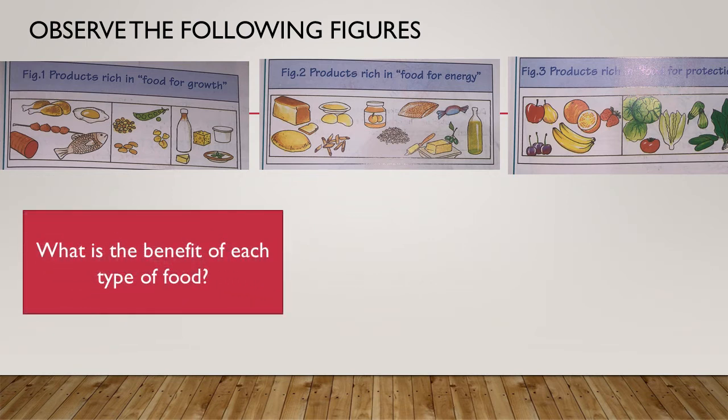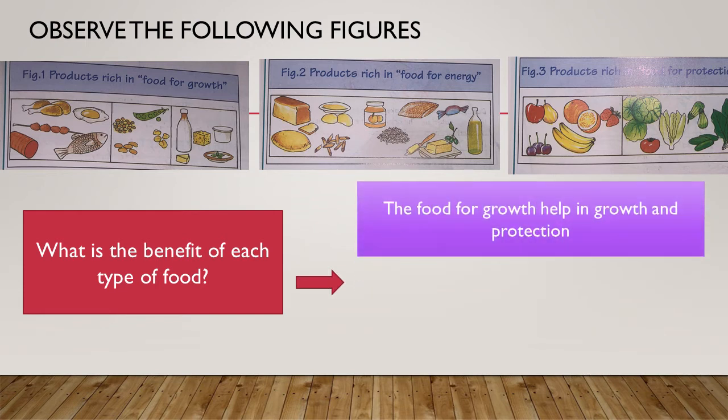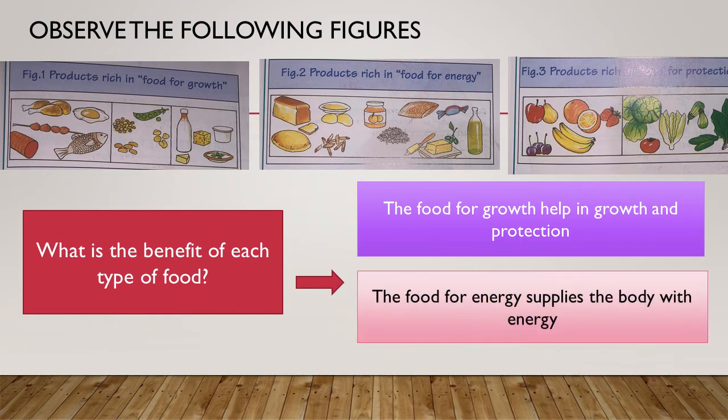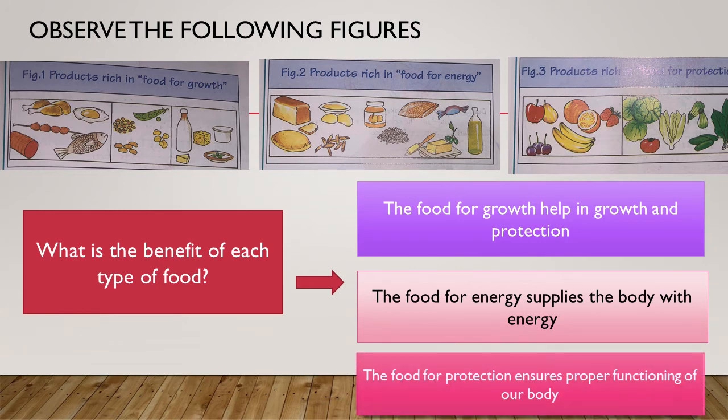Now, what is the benefit of each type of food? So we learned that we have three types of food, which are the food for growth, food for energy, and food for protection. But what is the benefit of each type of food? Excellent. So we can know the benefit of each type of food from its name. So basically, the food for growth helps in growth and in the protection of our body. And the food for energy, it supplies the body with energy. So it's like its name. And the food for protection, it ensures the proper functioning of our body.